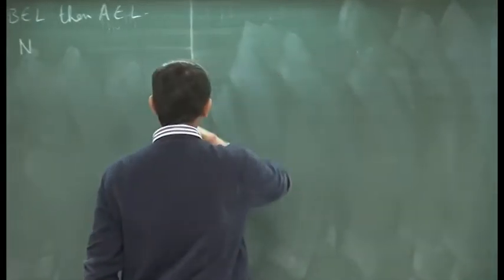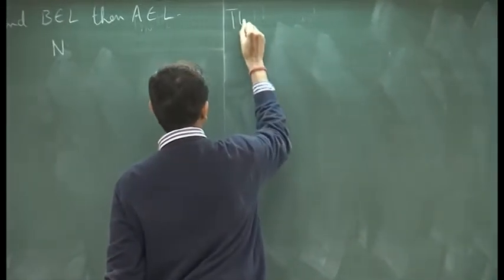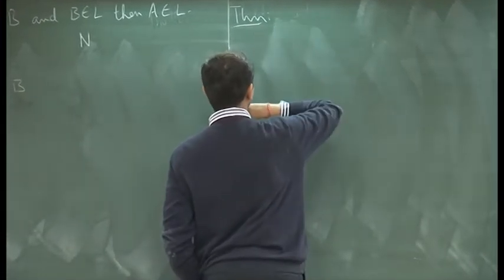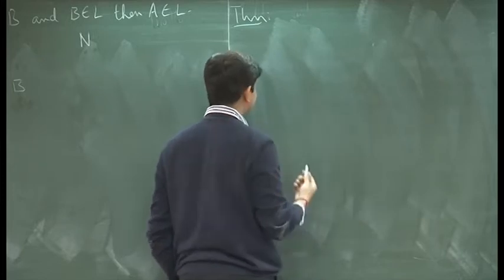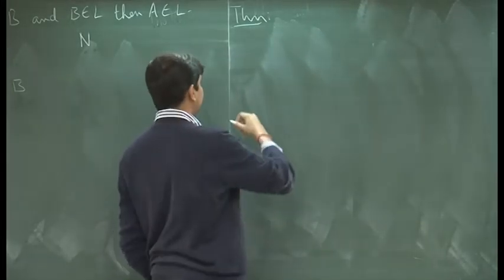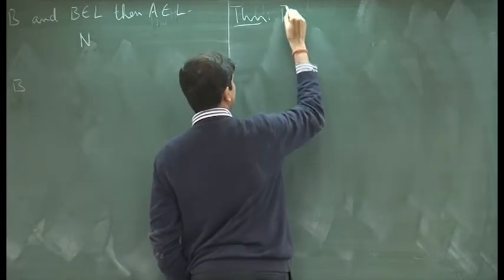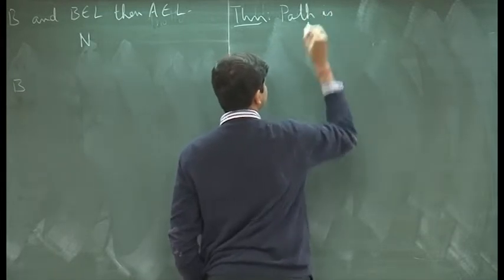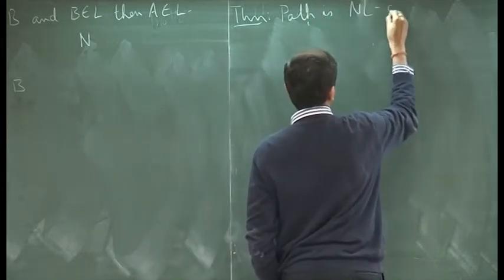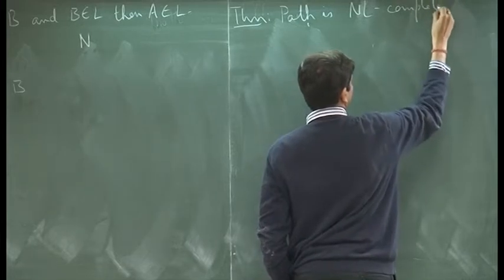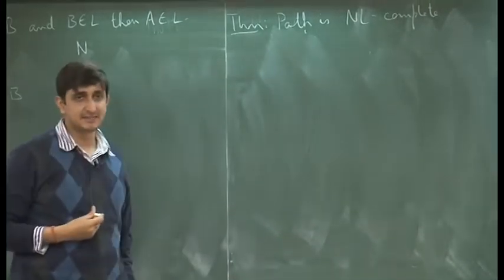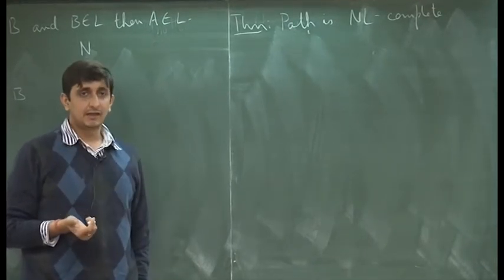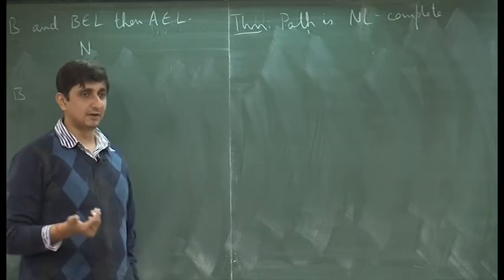Okay. So, let us move on. The next theorem that we will see is, actually we have already seen the idea behind this theorem, but nevertheless I will go ahead and state it: the problem path is NL complete. We have already seen that path is in NL. You just guess a path from S to T, and if your guess succeeds, you output yes, otherwise you output no.